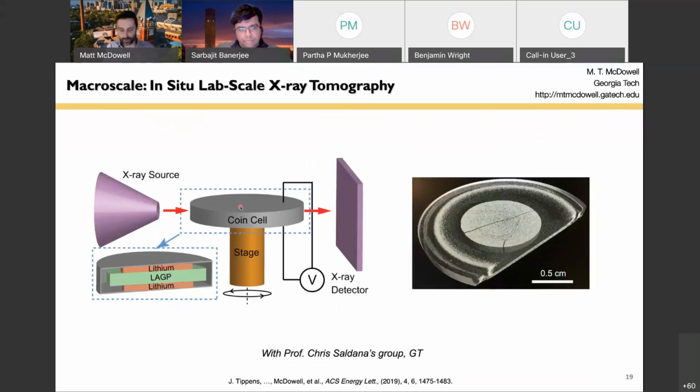What we've done here, so we looked at this at small length scales with TEM, and we also did some more X-ray imaging to understand how this interphase growth affects cell failure. So it's similar types of experiments that I showed before, except here we're using a lab scale X-ray tomographic instrument that's in Chris Saldana's group at Georgia Tech, who's an expert in X-ray imaging of various materials.